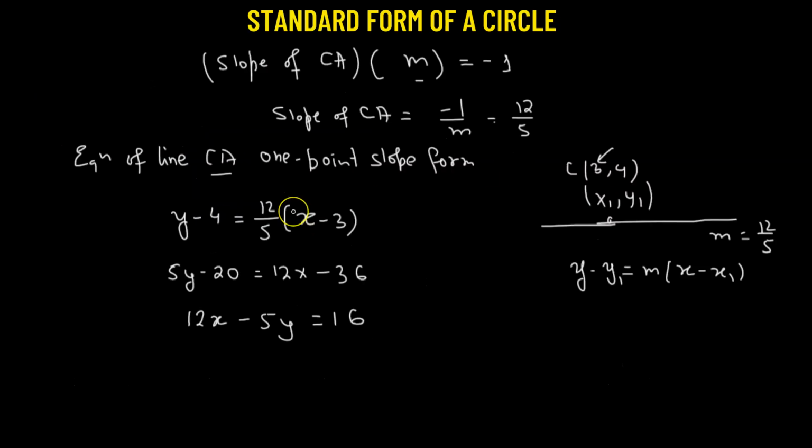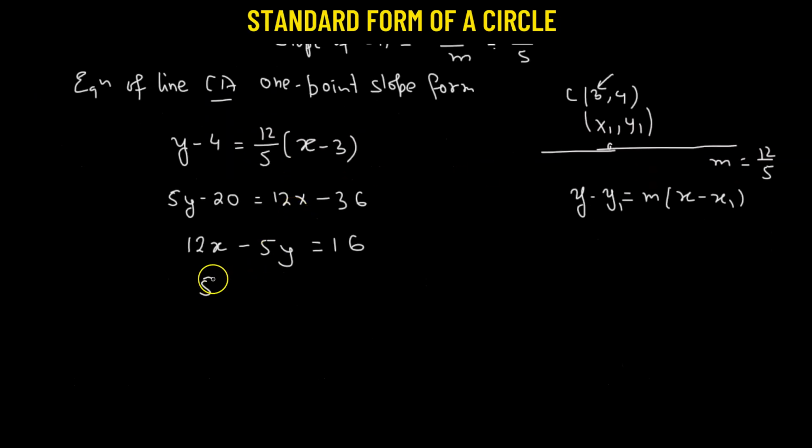So let's try to solve these two equations. 5x plus 12y equals 1 is the line that is provided to us, and the other is the equation of line CA. You can use either the elimination method or the substitution method to find the values of x and y. That I'm leaving as an exercise for you to try out. I'll straight away note down the values.